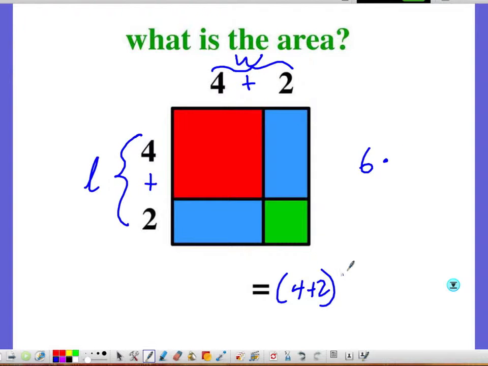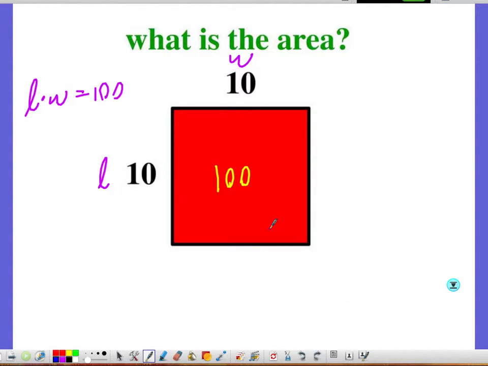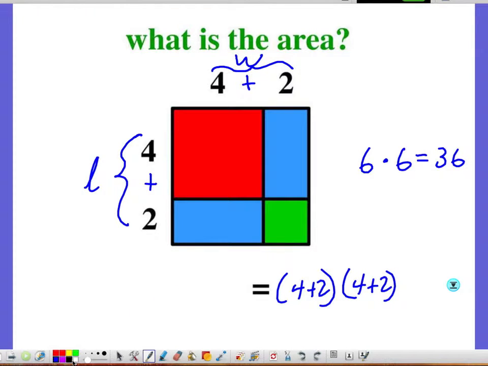And so when we have 4 plus 2 times 4 plus 2, which is basically length times width, it's basically 6 times 6, which is 36. Same thing that we did here, multiply length times width. But there's a different way we can calculate the area, is by calculating the area of each individual shape.